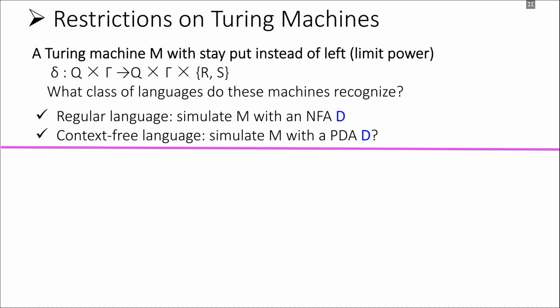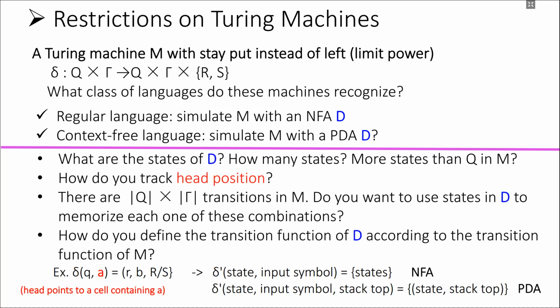If you think they recognize regular languages, then you try to simulate M with an NFA D. If you think they recognize context-free languages, then you try to simulate M with a pushdown automaton D. After you think carefully and make the choice, you need to show the details of how you simulate M with D. You specify different components of D.